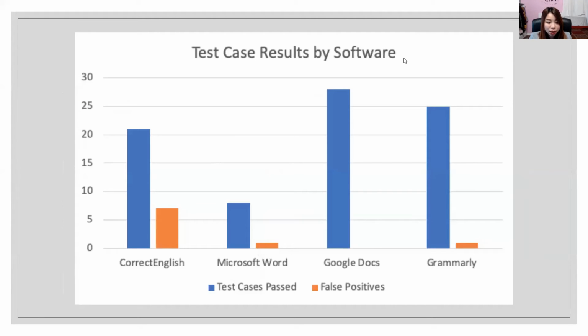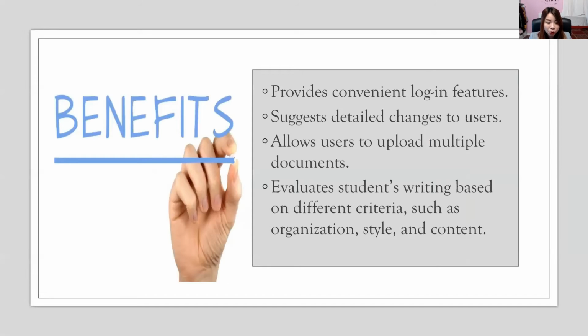This graph shows us the test results by the software, and you can see the highest percentage ratio is Correct English. Through the above test, we have summarized the benefits and disadvantages of Correct English as the following.